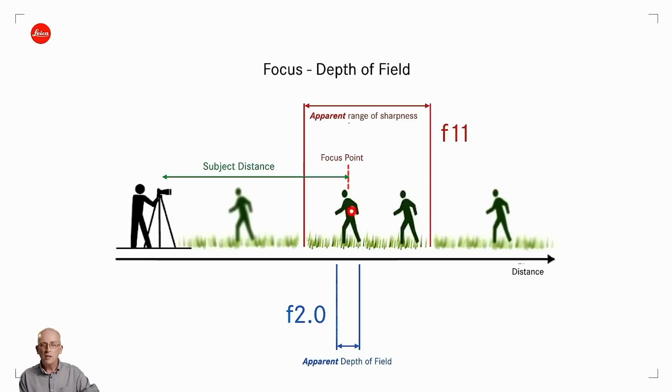This figure will be sharp. At f2, this figure will be out of focus, and this figure will be much more out of focus. So it's not a hard dividing line. There's no sudden cutoff between in focus and out of focus.